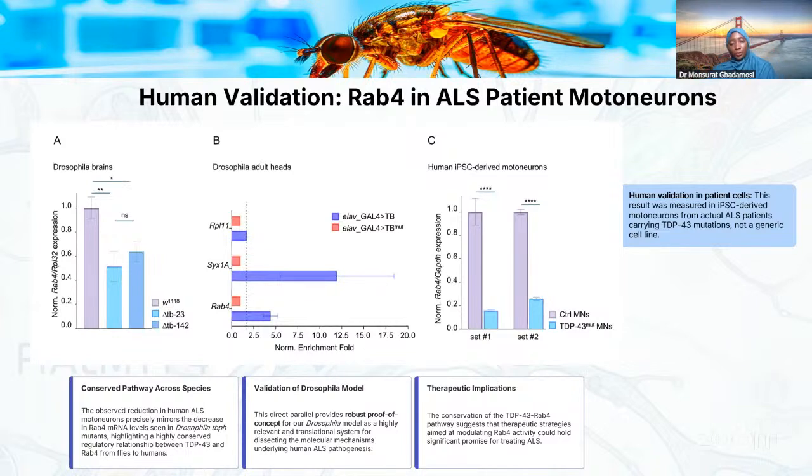TDP43. So this is validating the result that we saw in Drosophila, that RAB4 is a direct target of TDP43. When I say RAB4, I mean messenger RNA. The mRNA of RAB4 is binding directly to TDP43, which says TDP43 is regulating RAB4 somehow, maybe translation, splicing, all these functions that TDP43 does.